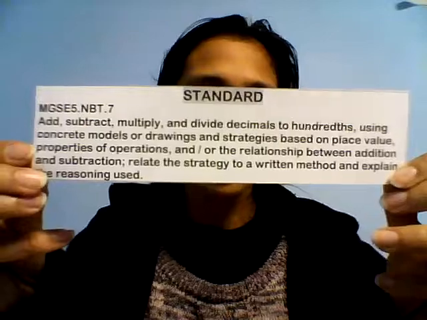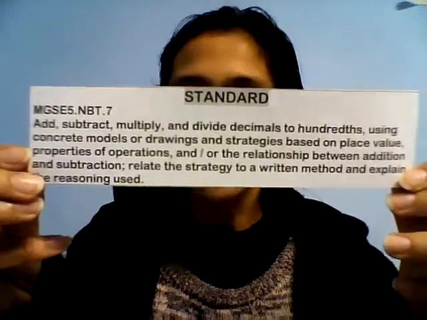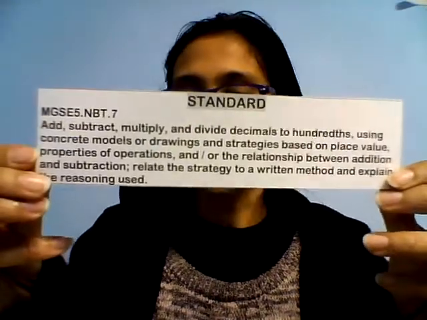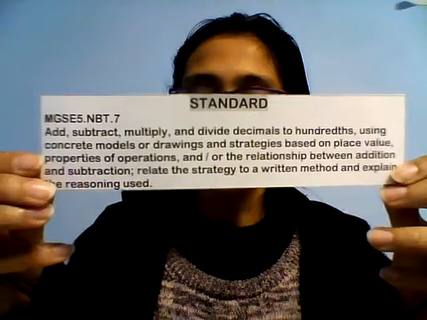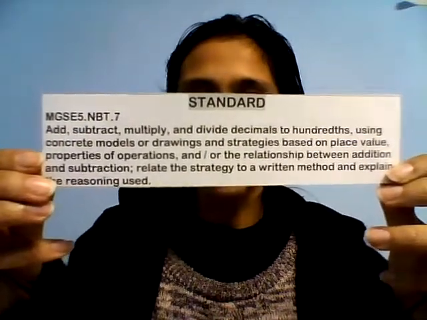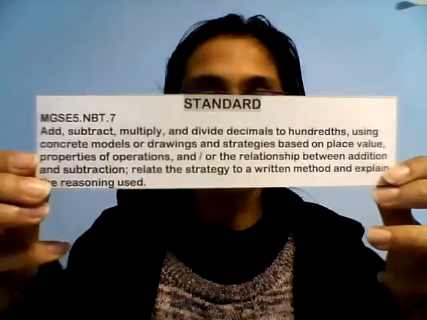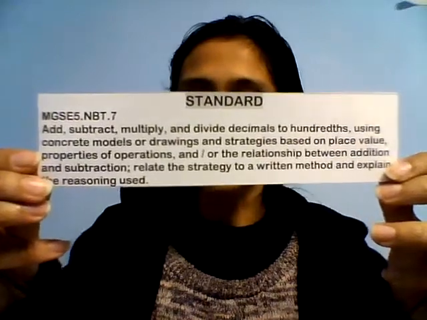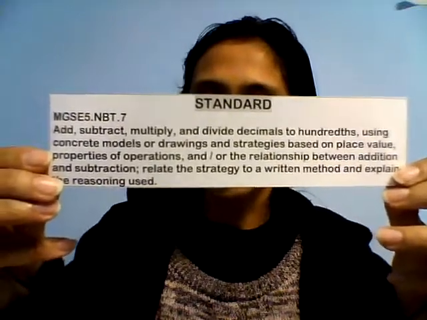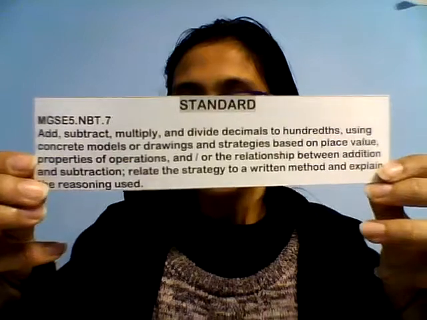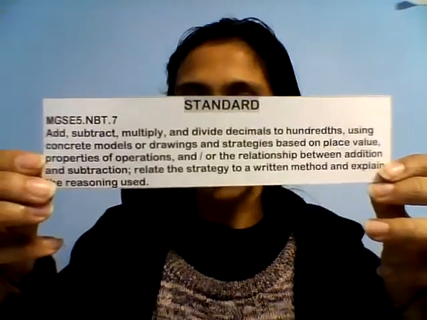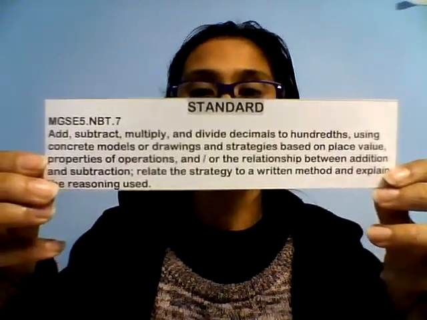It is MGSE 5.NBT.7. Add, subtract, multiply, and divide decimals to the hundredths using concrete models or drawings and strategies based on place value, properties of operations, and/or the relationship between addition and subtraction. Relate the strategy to a written method and explain the reasoning used.